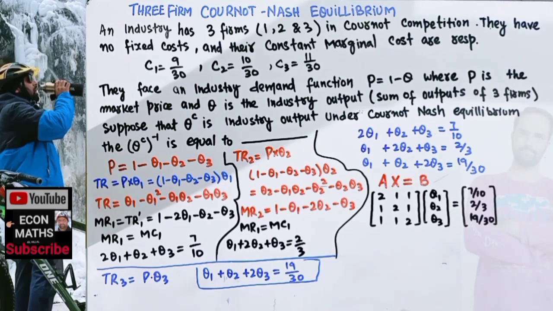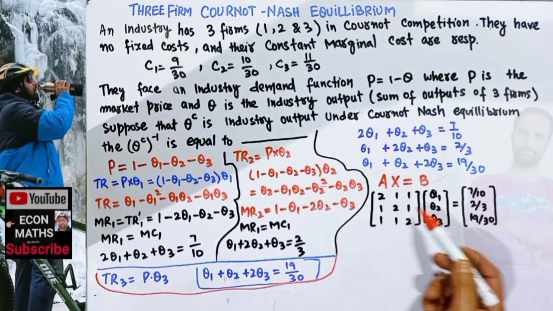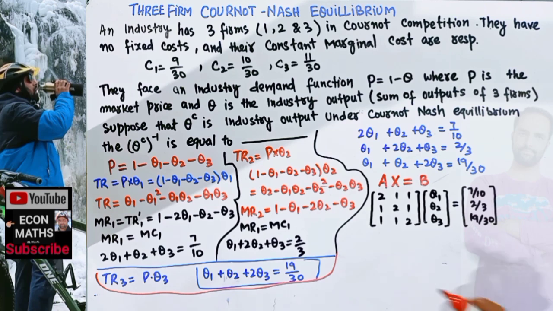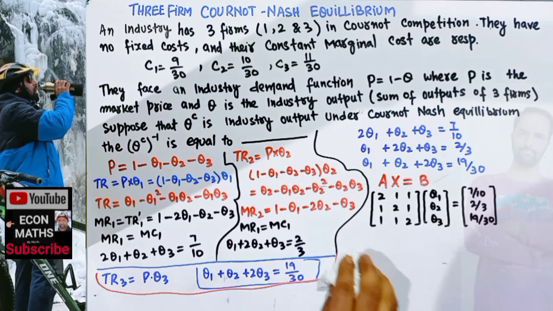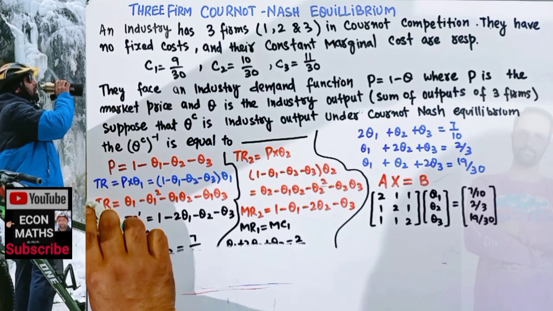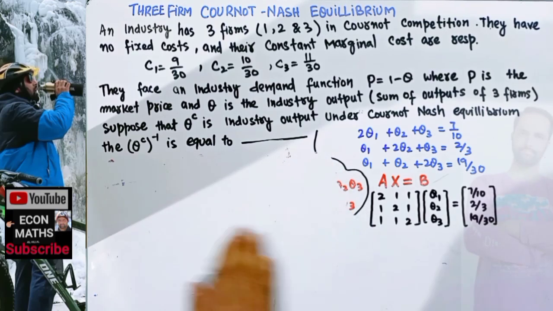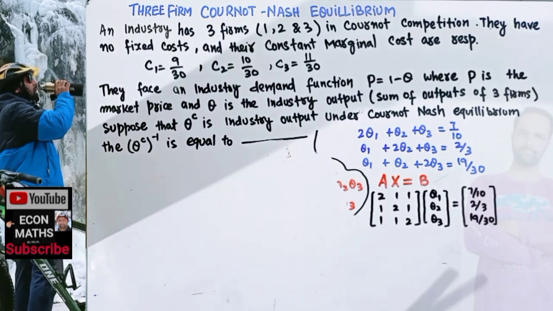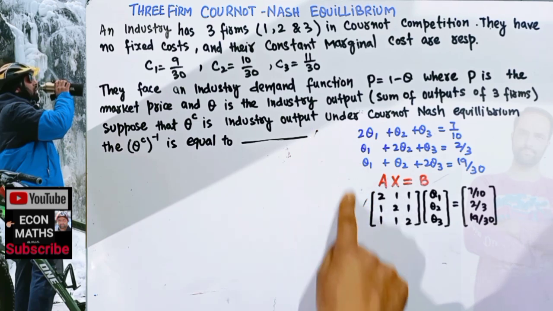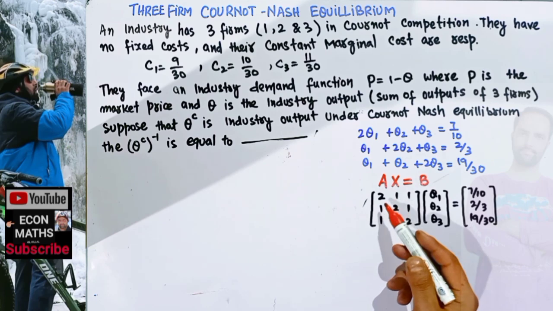Okay. Now, first we need to find out the determinant of this matrix. Let me see if I have any space here. First, I need to find out the determinant of this very matrix. Okay. How do we find out the determinant? And I guess I should rub this out. Now we have nothing to do with this stuff. Let me rub this out. Then it will make sense. So first step is, we find out the determinant of this matrix.